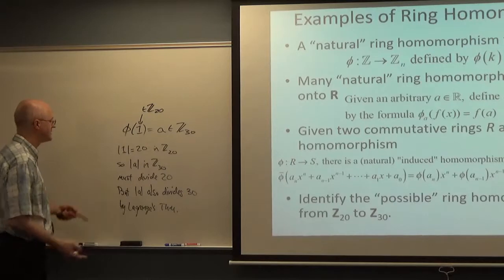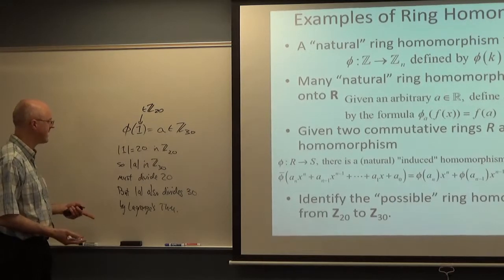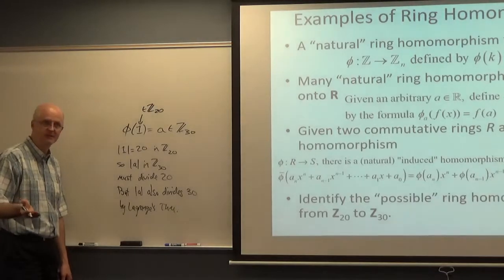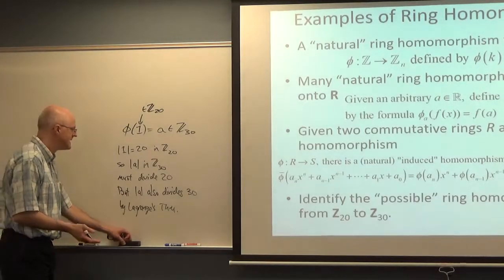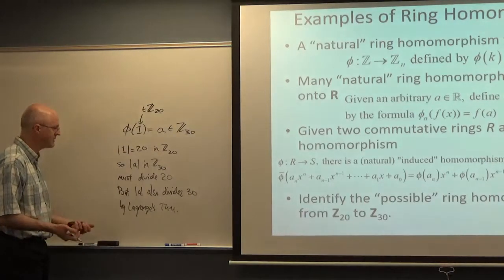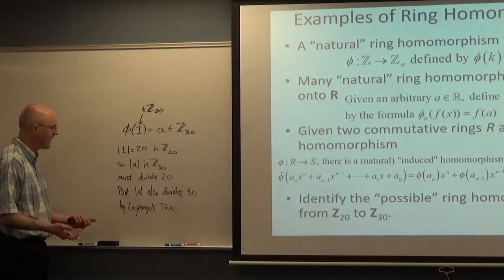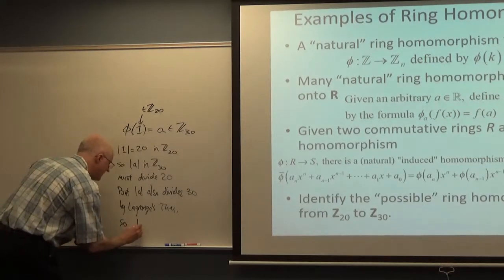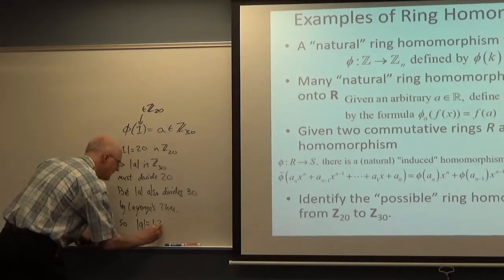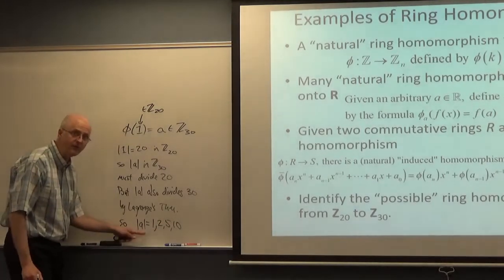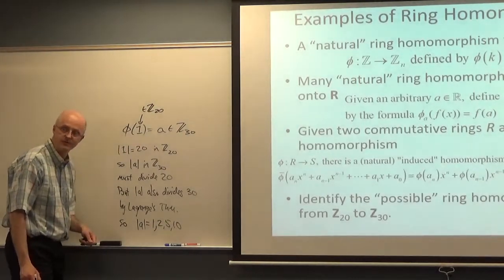So, combining these two facts, the order of A has to divide both 20 and 30. I'm talking about additive order here, as a group element under addition. What are the only numbers that divide both 20 and 30? It would be 1, 2, 5, and 10. That doesn't mean those are what A equals. Those are the possible additive orders of A.